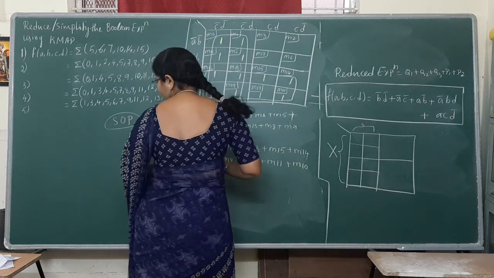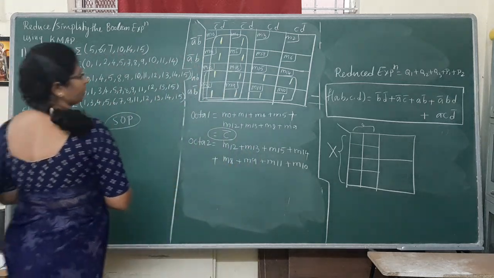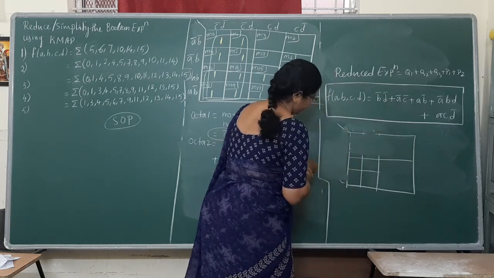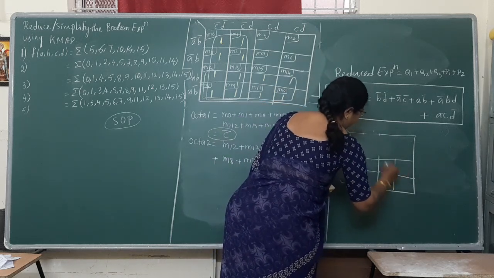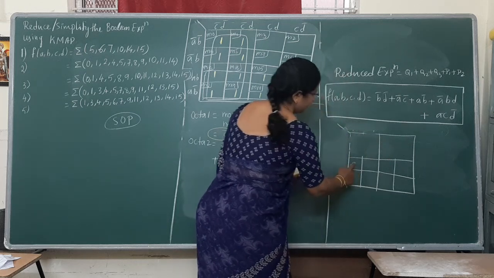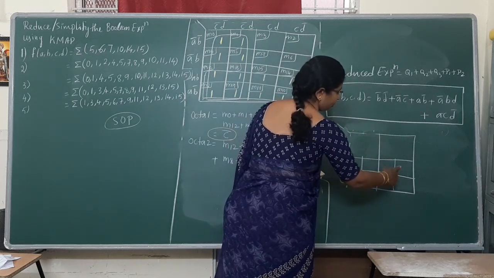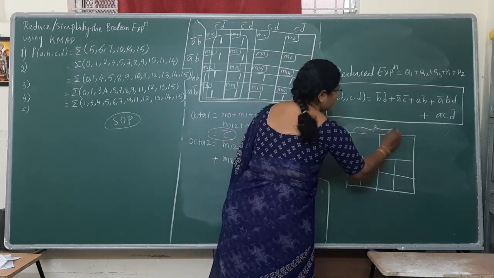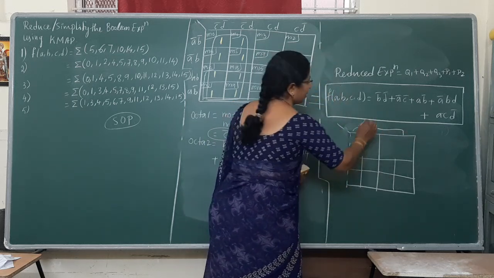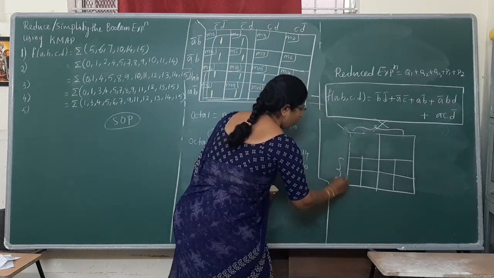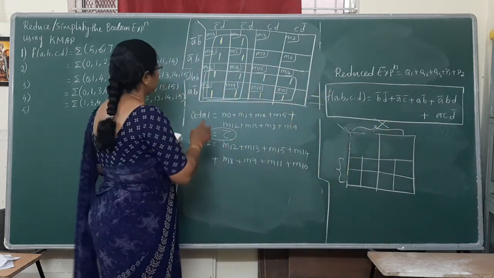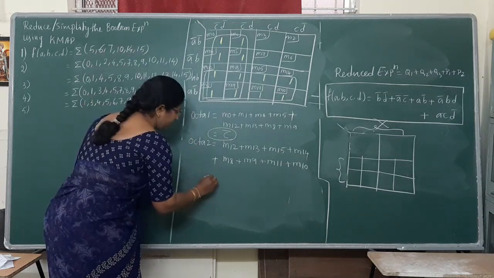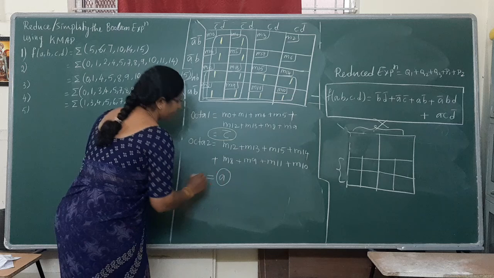Then come to the next one. Here we are grouping now for this octa. That is 12, 13, 15, 14, 10, 11, 9, 8. Among these, columns are present, right? All the columns get cancelled. Among these 2, what is the common variable in the row? A is the common variable.